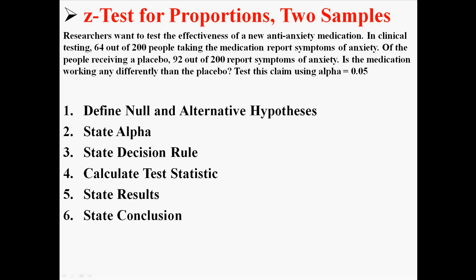Now notice that these are proportions. We have 64 out of 200 and 92 out of 200. We're going to compare these two proportions using a z-test. And this z-test is going to have 6 steps. First, we're going to state the hypotheses. We're going to state alpha, state the decision rule. Then we're actually going to calculate the z, state our results, and then state our conclusion.